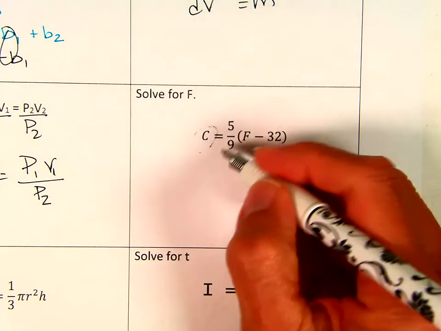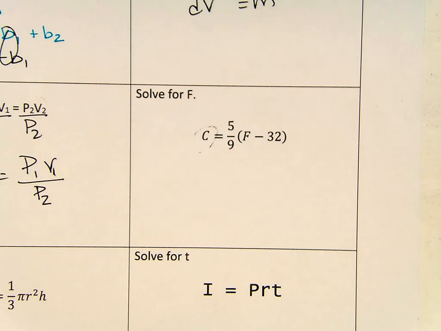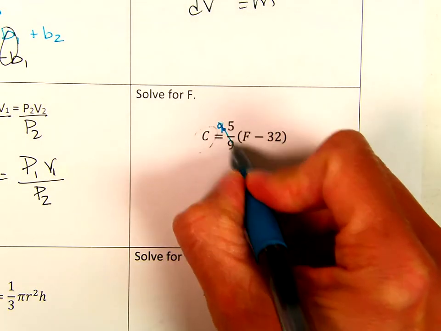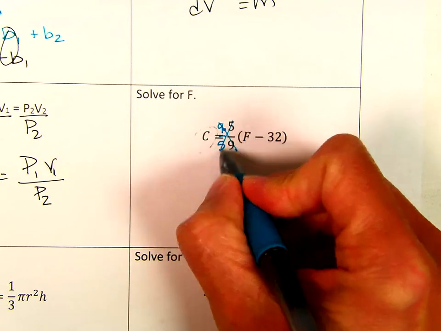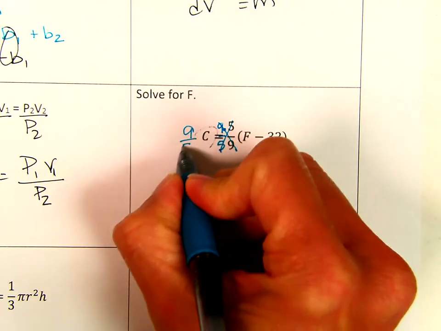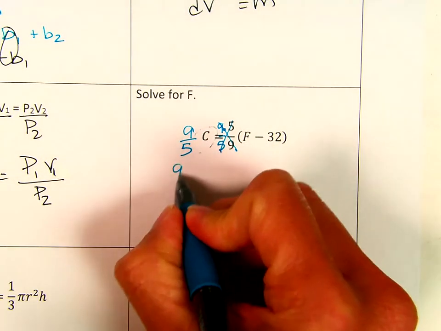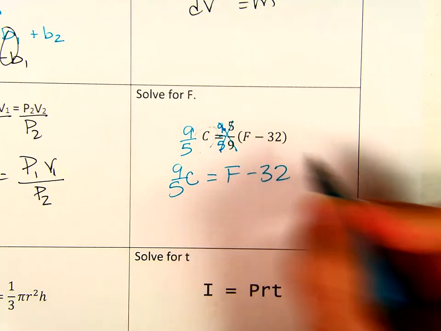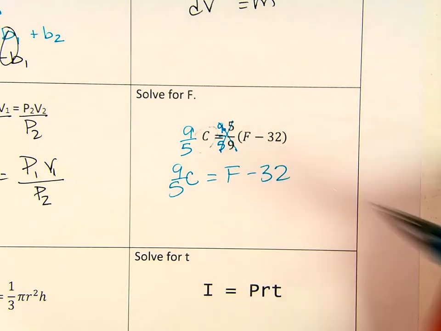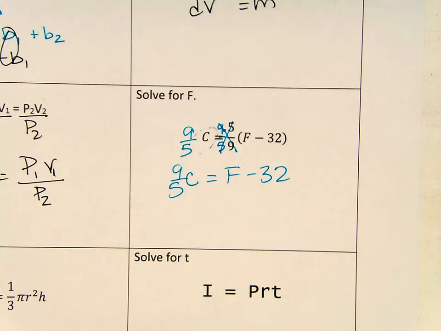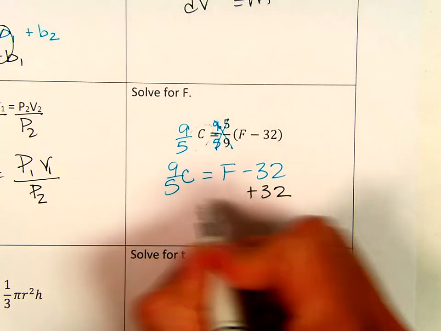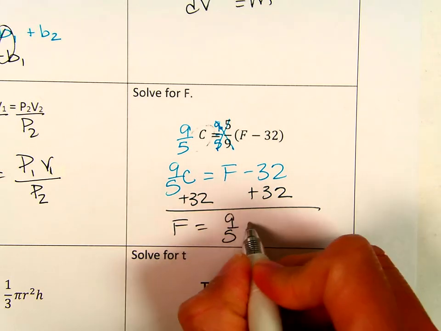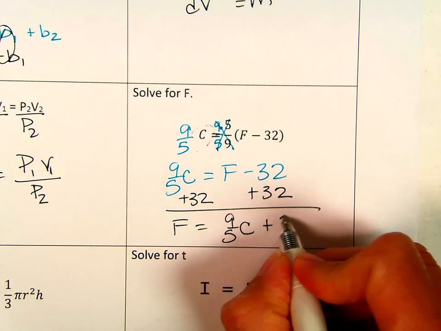So the first thing we want to do is get rid of whatever's being multiplied. How do I get rid of 5/9? Well, I multiply by the reciprocal, because if I multiply by 9, it gets rid of that. If I divide by 5, it gets rid of that. So really, I'm just multiplying by 9/5. So 9/5 Celsius is going to equal Fahrenheit minus 32. Again, there's no need for those parentheses anymore because the thing that was being multiplied is gone. So now I'm just going to add 32 to both sides. So Fahrenheit is equal to 9/5 whatever the Celsius temperature is, plus 32.